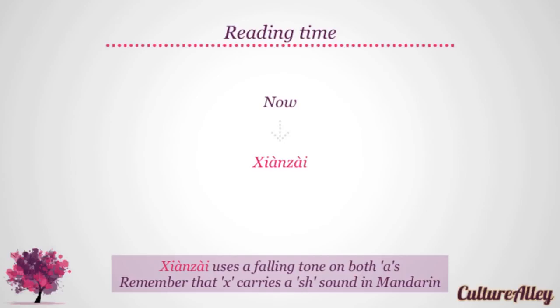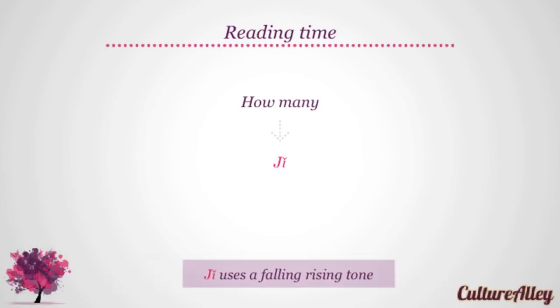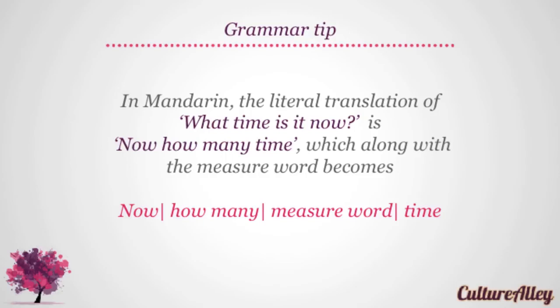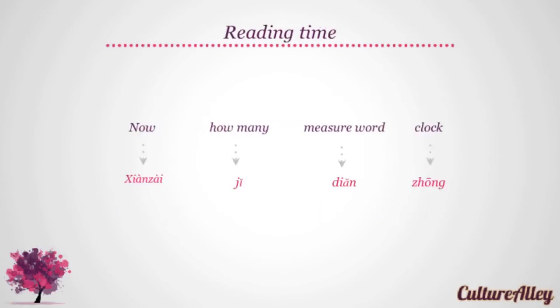Very good! As we already know, how many translates to 几 and uses a falling rising tone. In Mandarin, the literal translation of what time is it now becomes now how many time, which along with the measure word becomes now how many measure word time. Let's see the word-by-word breakup of what time is it now.